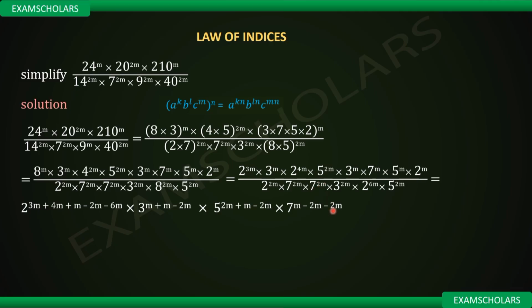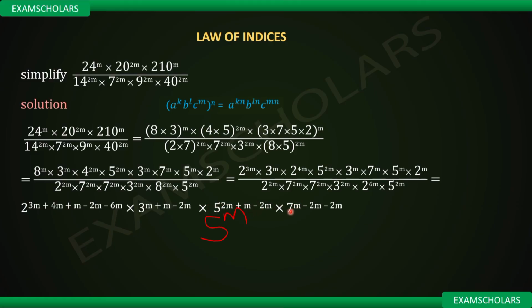Now let's solve this amazing question. Now for 2, come over to 2. 3m plus 4m, 7m plus m, 8m minus 2m, 6m minus 6m, 0m or 0. 2 raised to the power 0 is 1. The whole of this turns to 1. Now let's move to this. 3 raised to the power m. Now m plus m, 2m minus 2m, 0. 3 raised to the power 0 is 1. 1 times 1. Now let's come over here. 2m plus m, 3m minus 2m, m, 5m. The whole of this turns to 5m.